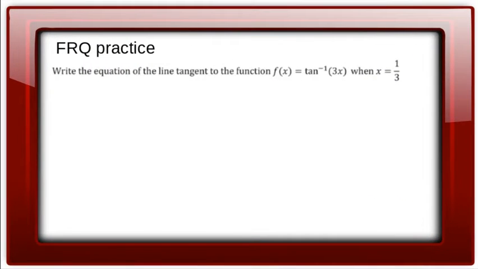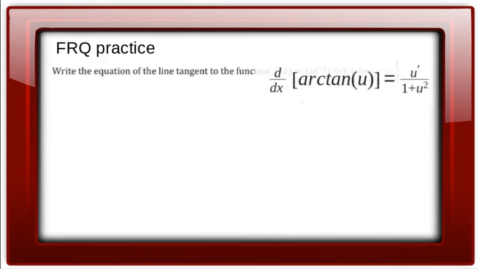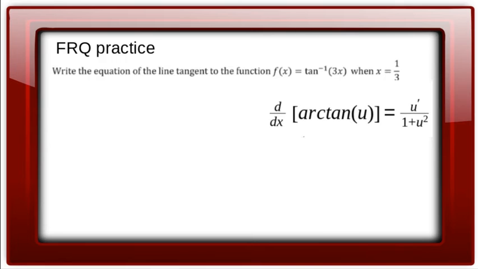We'll now go over an FRQ-like problem. So for this problem, it's asking us to find a line tangent to the function f of x equals the inverse tan of 3x when x equals 1/3. Well, for this, we have to find the x, the y, and the dx. So we're going to start with finding the dx. Well, this is going to be inverse tan, which is arctan. And which formula is that? Well, it's the prettier one. So we're going to have that as our general formula, the one with the addition sign, not the subtraction, right?